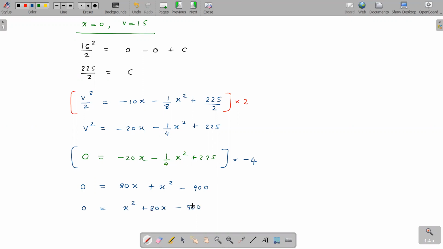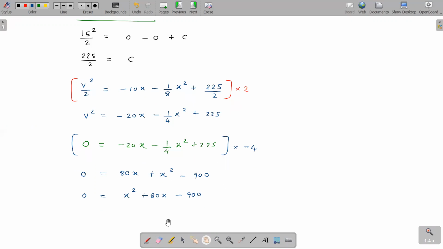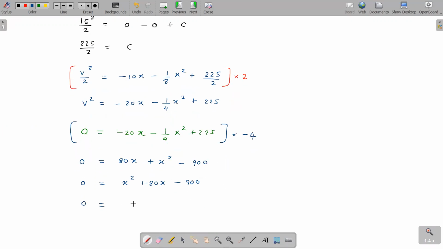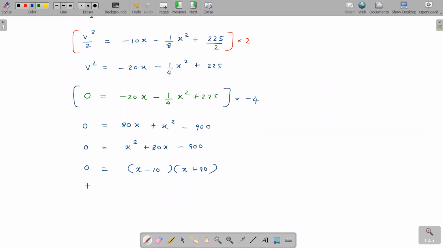So now you can easily factorize. Typing in the calculator, you can get the two factors. What are they? x minus 10, x plus 90. So you get two factors, x minus 10 and x plus 90, making each bracket equal to 0. We get x equals 10 or x equals minus 90. So you get two x values, right?